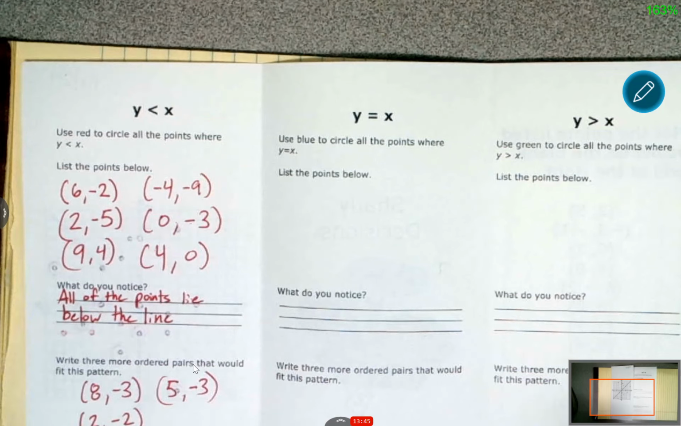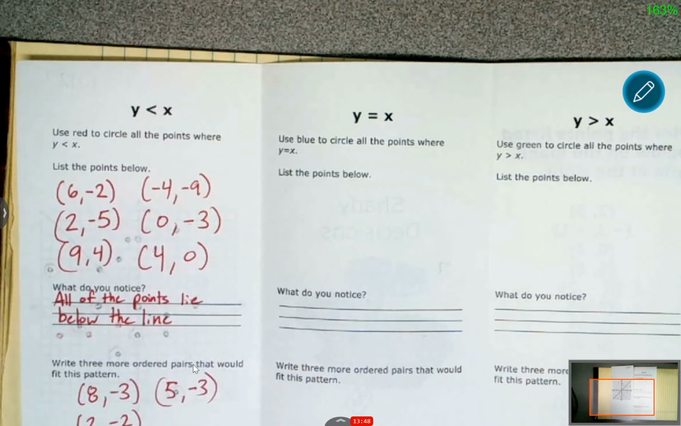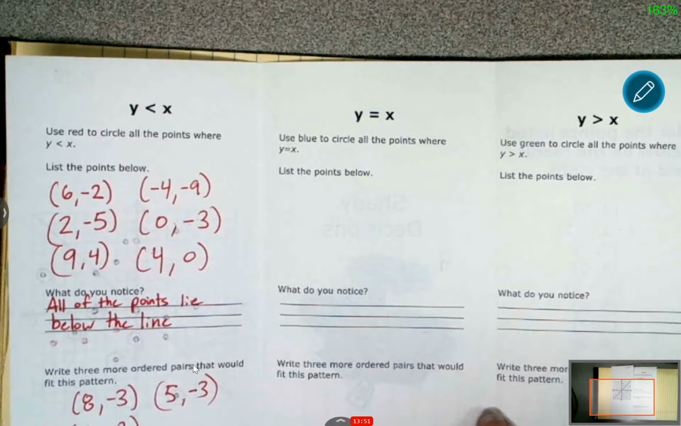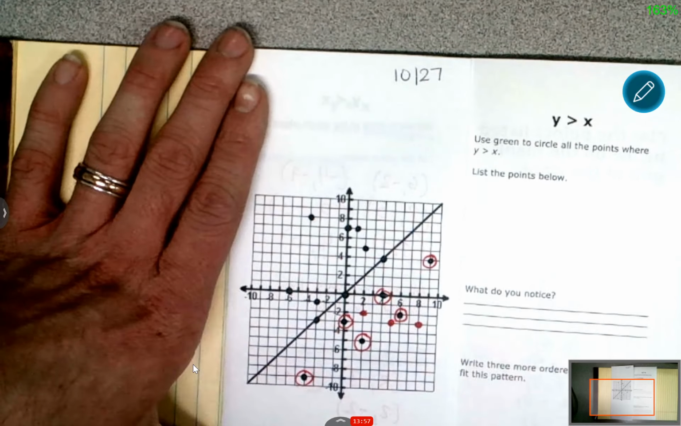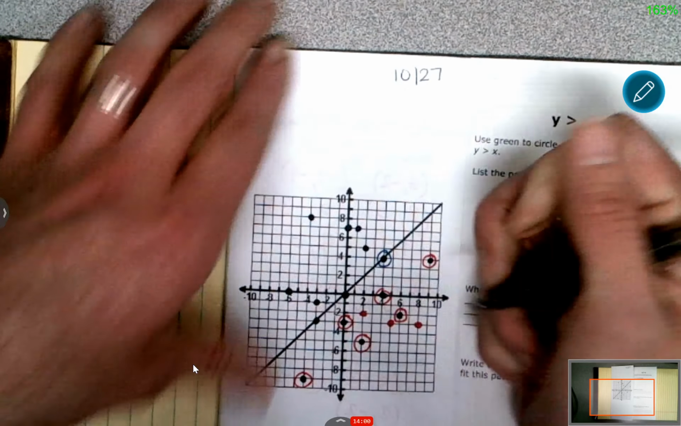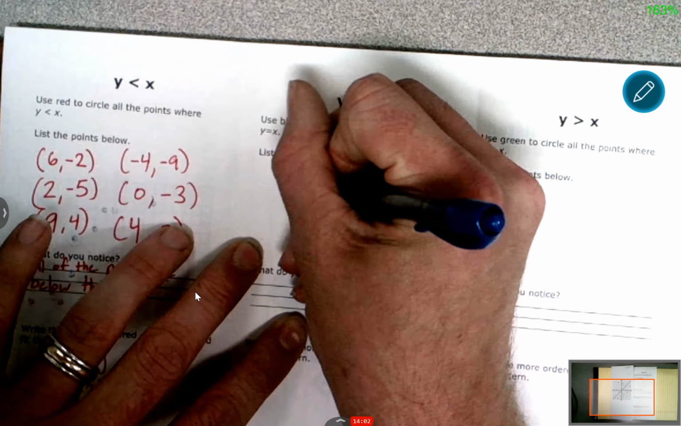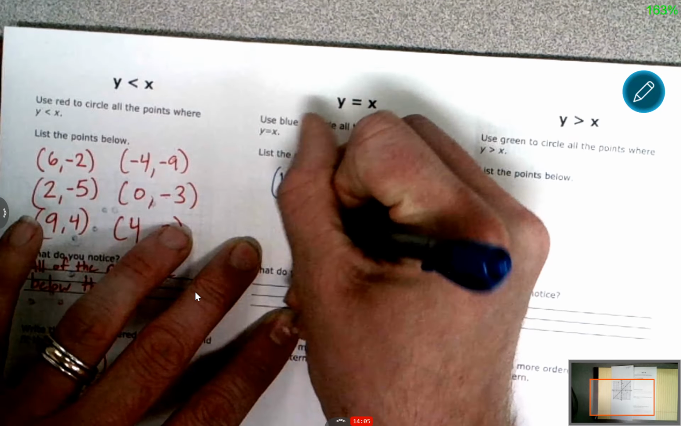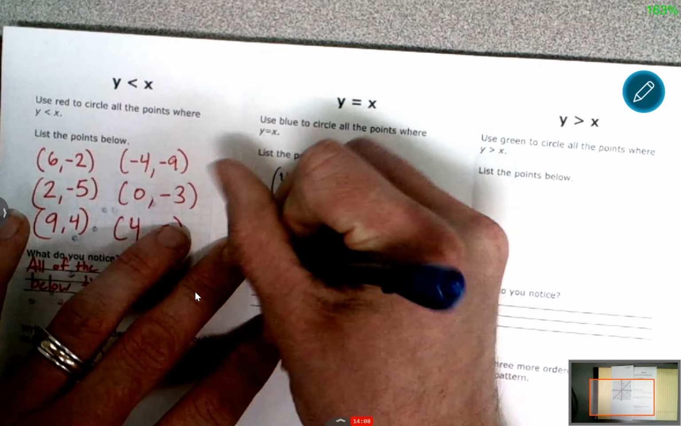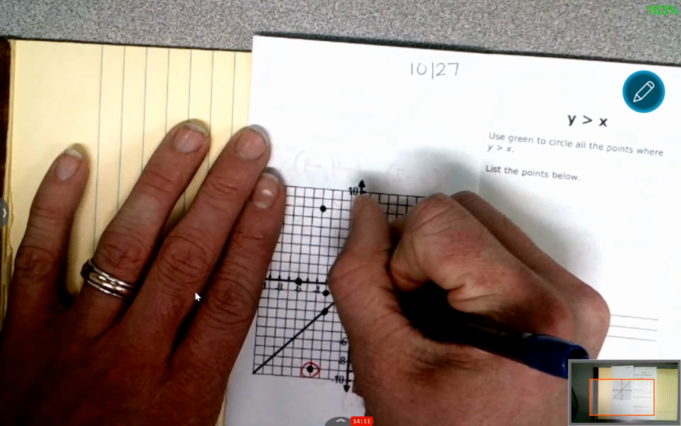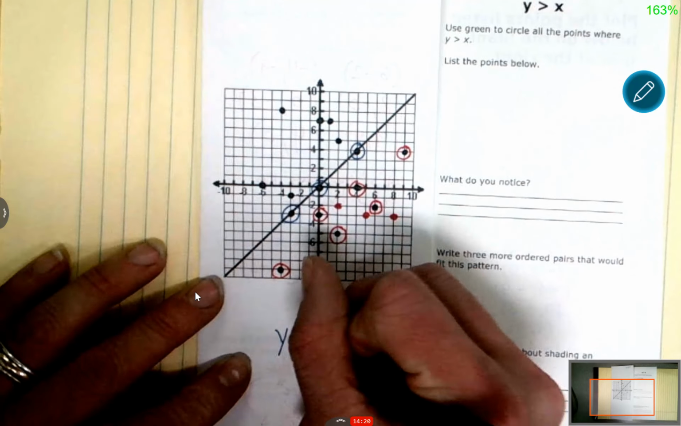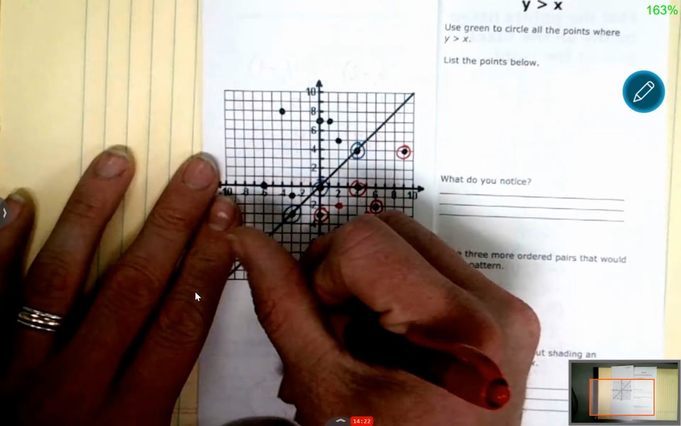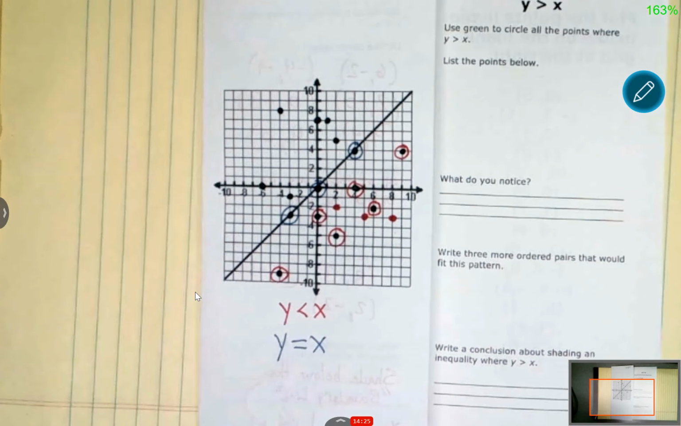So, the next one. Our equation is y is equal to x. So this time, we're going to circle all the points where the y value is the same as the x value. I see (4, 4). I also saw (0, 0) and (-3, -3). All of these points are where y is equal to x. So y equals x is in blue. Y is less than x is in red.